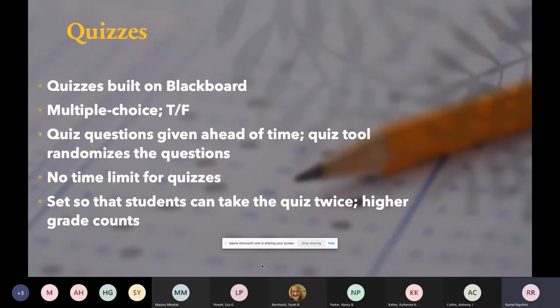So for example, I'm just going to bring up quizzes. Each mini lesson, each unit had a multiple choice quiz. However, in terms of the quiz questions, they were given ahead of time. I did not set a time limit for quizzes. It's not one of these things where you had 10 minutes to take a quiz. I put no time restrictions on it, and students could even take it twice to get a higher grade.